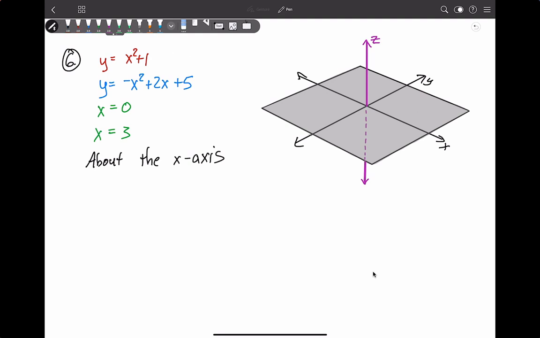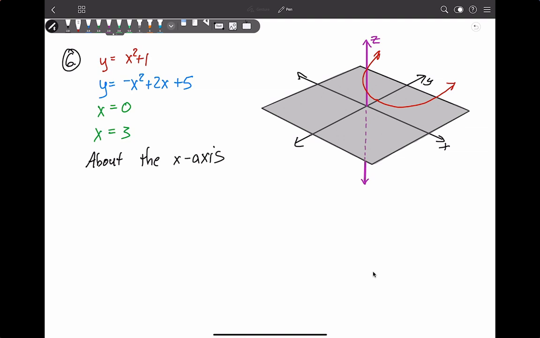Okay, so I'm going to come over here. We're going to draw this in red to match up. There's my x squared plus 1, which is shifted up 1 unit. And then it's going to come over here as well. Okay, so there's my x squared plus 1. And then now we're going to do this negative x squared plus 2x plus 5.